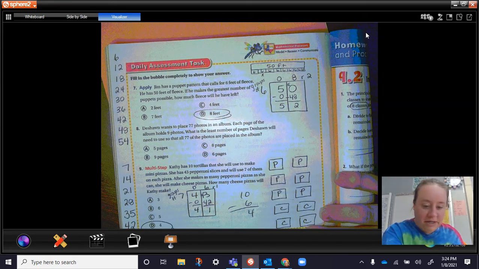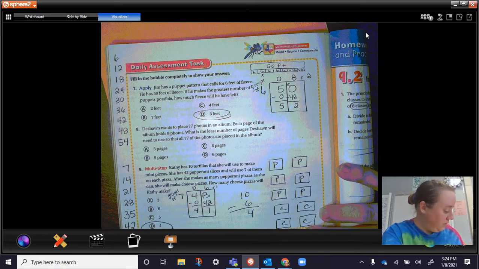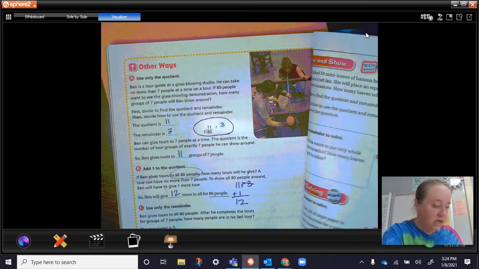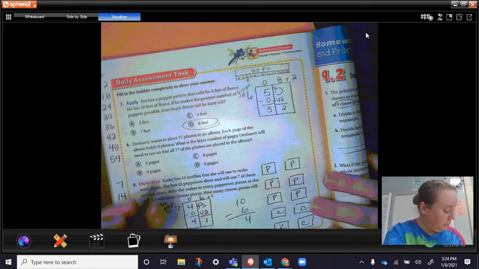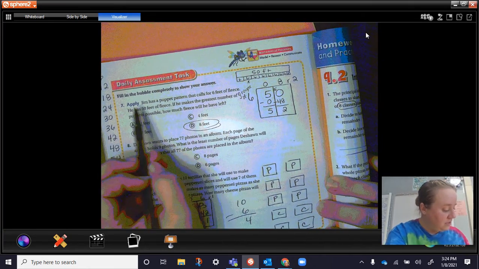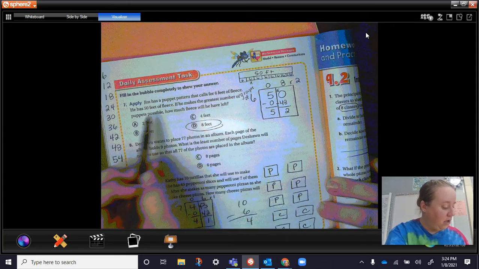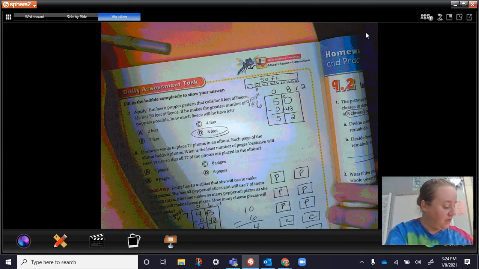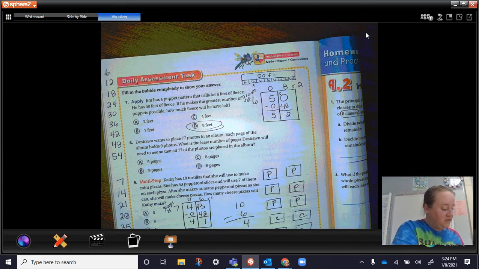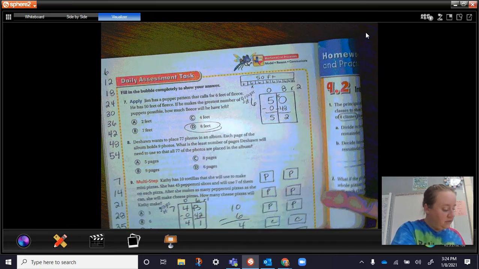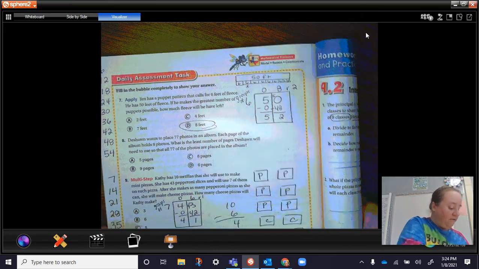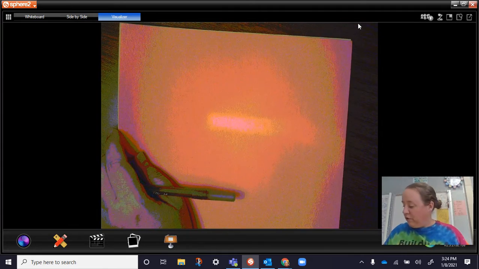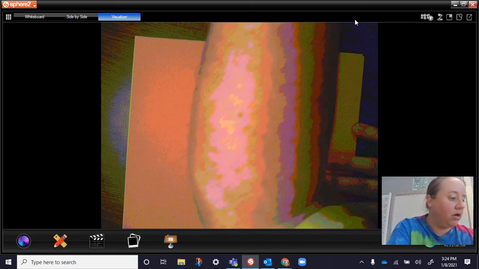So starting on page 320, we did a little bit of review about what we had talked about, and then we went to page 320 and did a couple problems together. The first one says Jim has a puppet pattern that calls for 6 feet of fleece. He has 50 feet of fleece. If he makes the greatest number of puppets possible, how much fleece will he have? So I'm going to slide this over, and I'm going to work here on my paper. Let me get a marker.